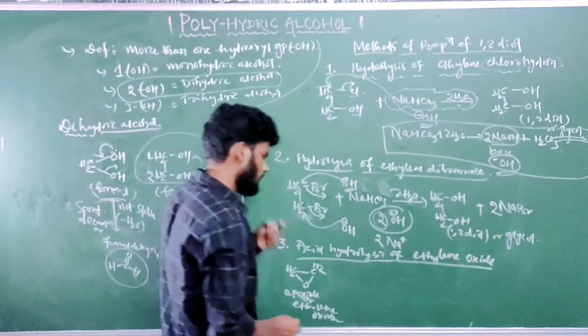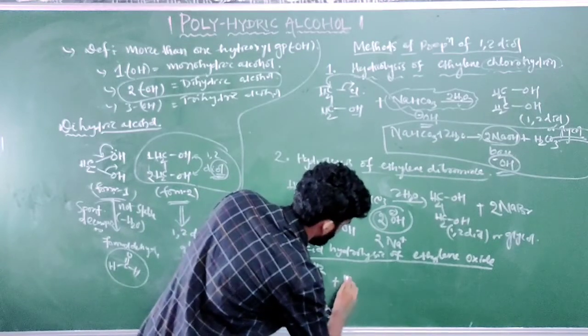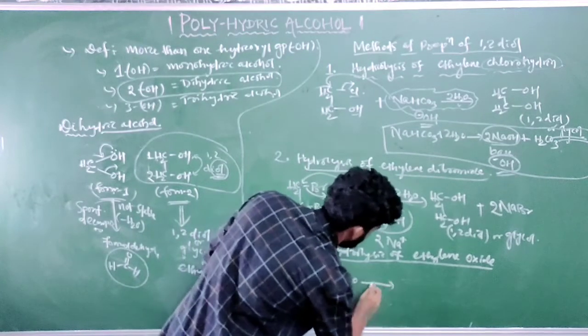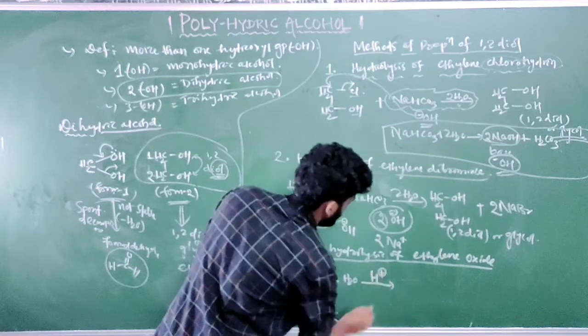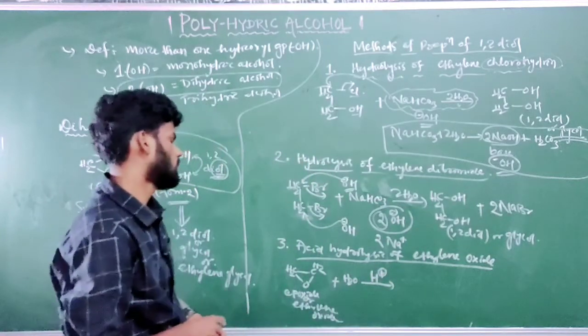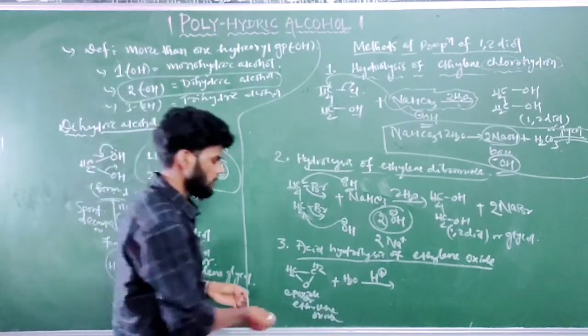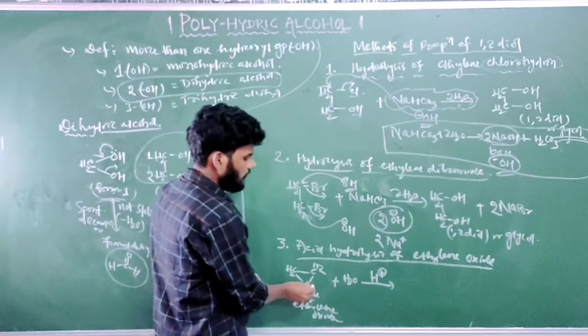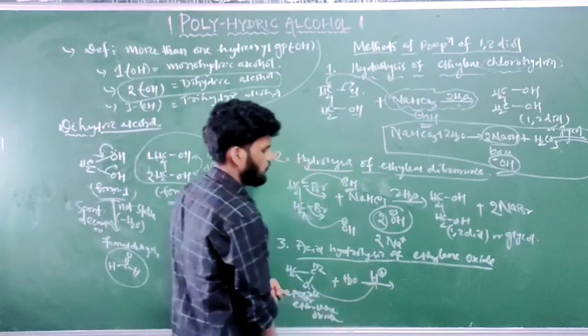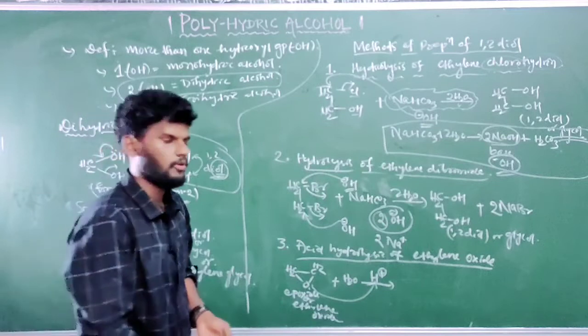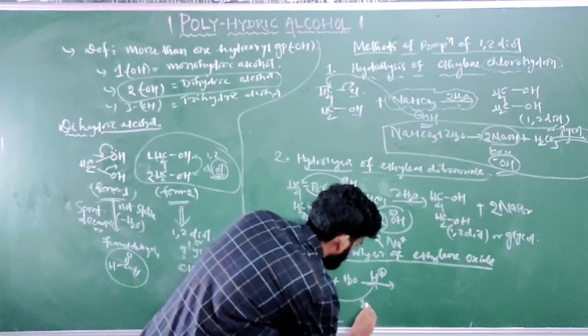So acid hydrolysis means for hydrolysis we are using water, and for acid we can simply write H plus. In the first step, the oxygen has a lone pair and it takes the hydrogen, H plus. This step is known as the protonation step. So step 1: protonation.